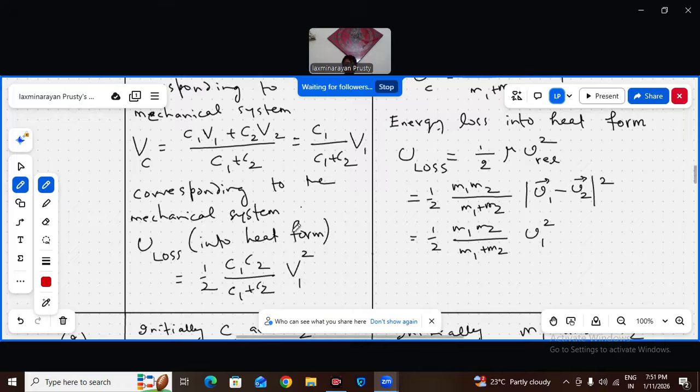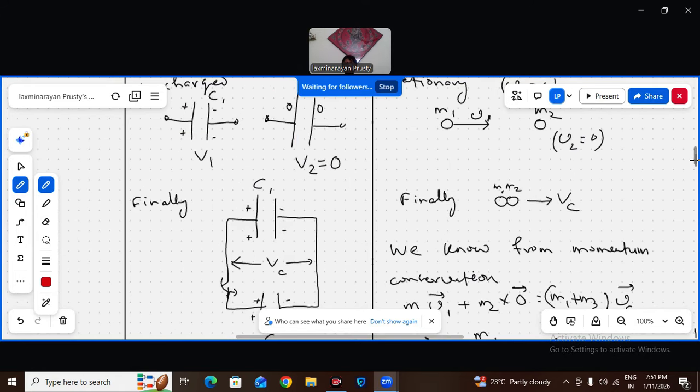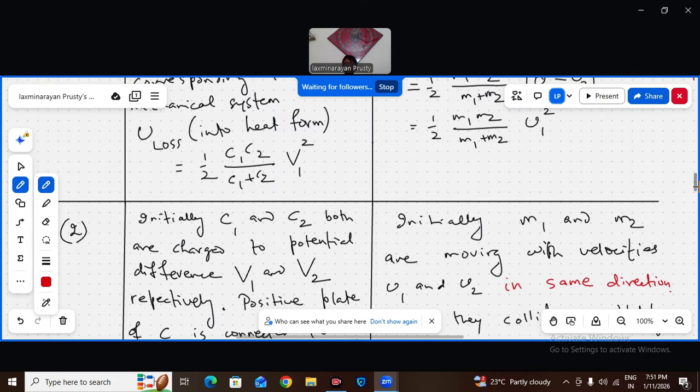Initially only V1 is there, V2 was 0. As you can see here, I wrote V2 as 0. Now initially C1 and C2 both are charged. The second case: they are both charged to potential differences V1 and V2 respectively.